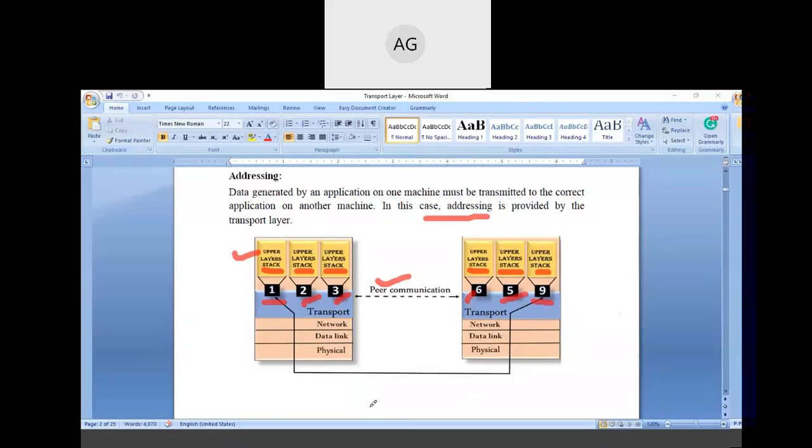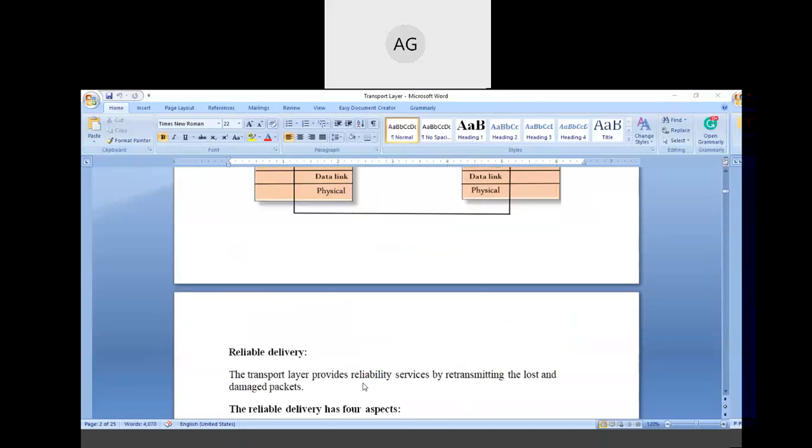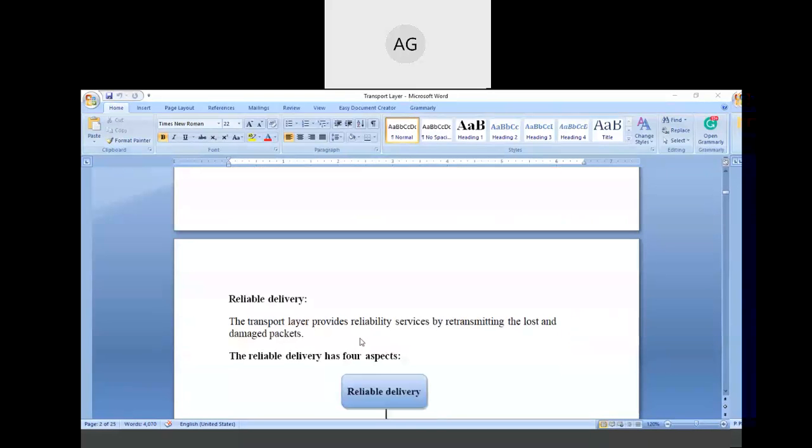Okay. So moving to the next services provided from the transport layer.